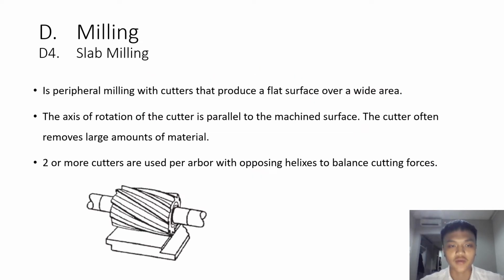We'll get into the next one, slab milling. Slab milling operation is peripheral milling with cutters that produce a flat surface over a wide area. The axis of rotation of the cutter is parallel to the machined surface. The cutter often removes large amounts of material. Two or more cutters are used per arbor with opposing helices to balance cutting force.